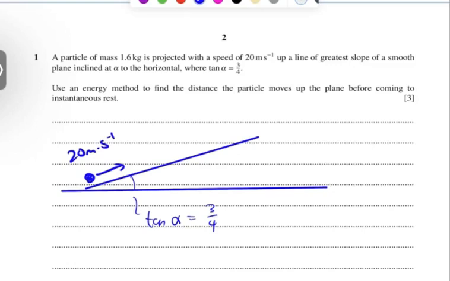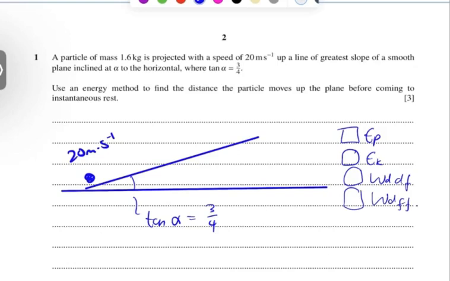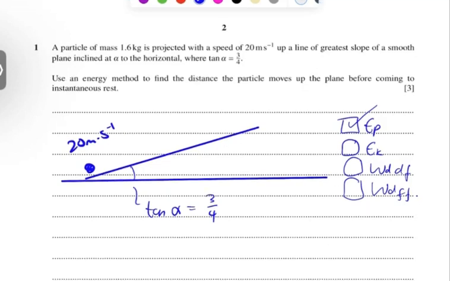Okay, so this particle is projected up. When I look at energy, I want to know, am I looking at potential energy, kinetic energy, work done by driving force, and work done by friction. So I'm going to take a snapshot between the bottom of the hill and going up the hill. If I compare my bottom to my top, I need to take into consideration that potential energy is changing. Okay, so my kinetic energy is going to change because it has an initial velocity of 20, and then it's coming to instantaneous rest, which means it becomes still.